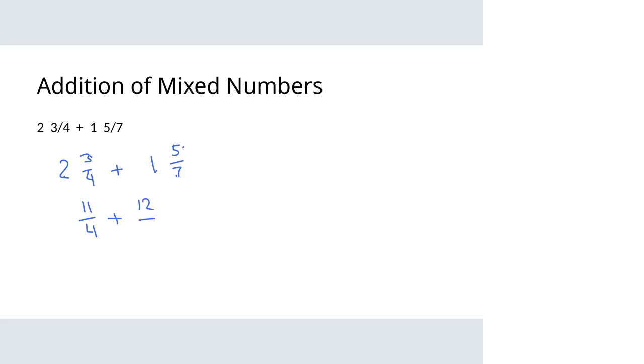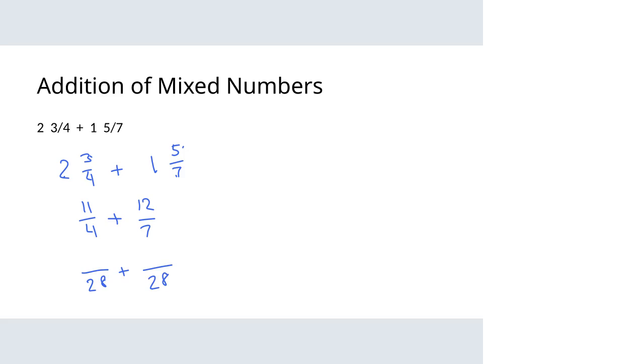It'd be 12 sevenths. And now I'd like to add those, but they don't have a common denominator, so I'm going to have to get one. 7 and 4. Anybody got a suggestion for me? What's a good choice for a common denominator for 7 and 4? Perfect. I'll take it, Courtney. 28. Leslie's probably right there with you with 28. We're going to use 28 as our common denominator.